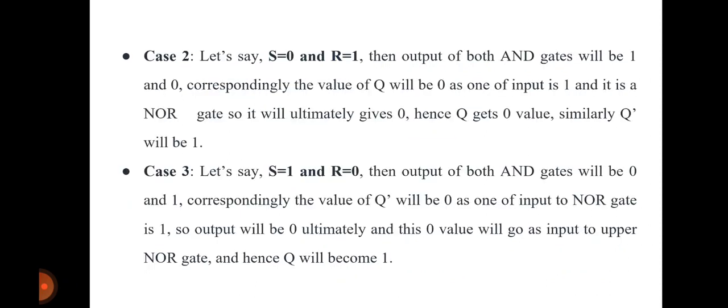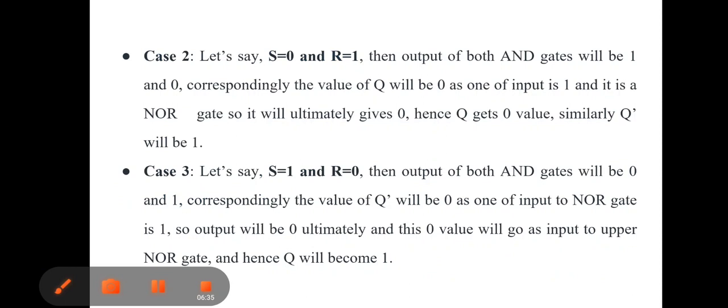In case 2, let's say set equals 0 and reset equals 1. Then the output of both AND gates will be 1 and 0 correspondingly. The value of Q will be 0, as one of the inputs is 1 and it is a NOR gate, so it will ultimately give 0. Hence Q gets 0 value. Similarly, Q bar will be the complement of Q, so it will be 1.